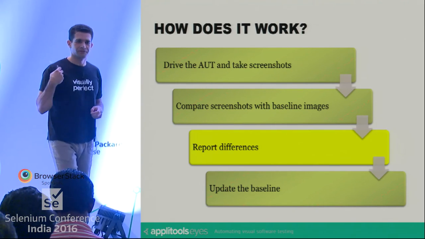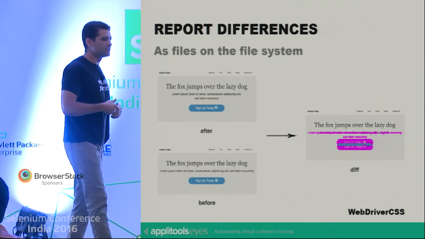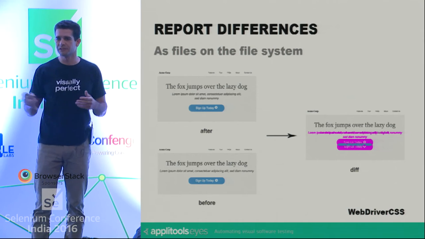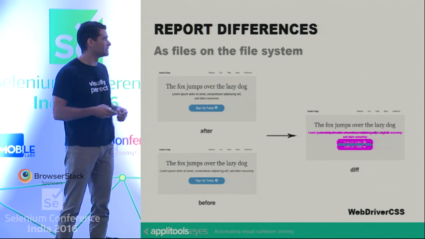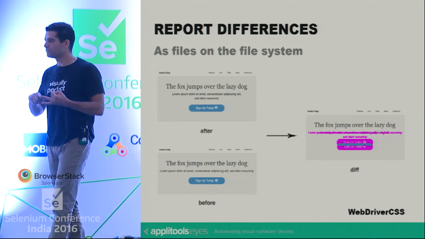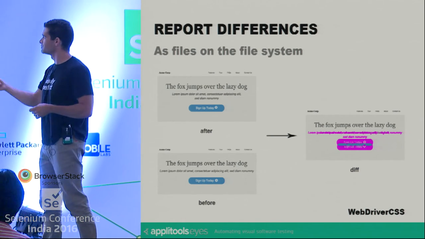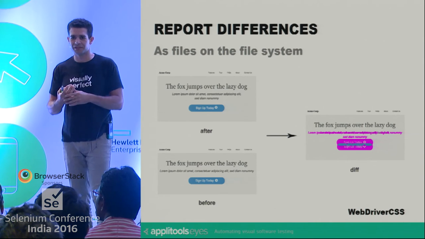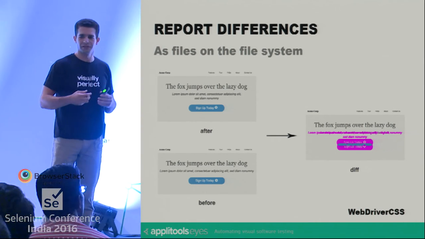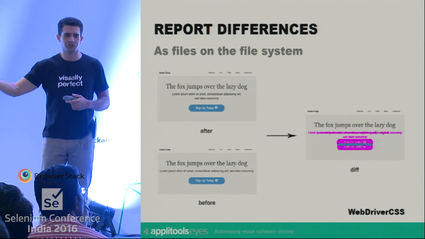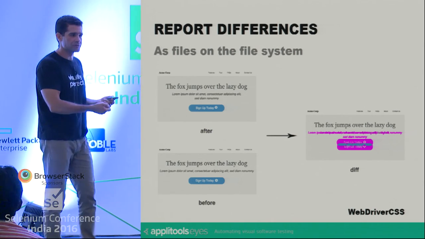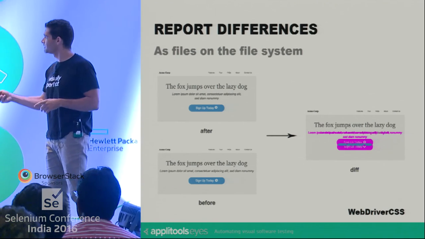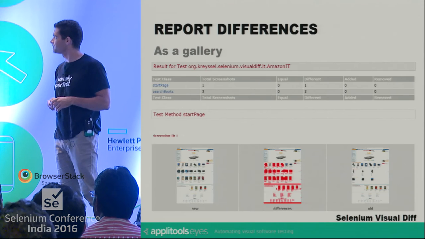Okay, let's move to the third step, reporting differences. Many of the tools simply report the differences as files on the file system, just like we saw with Web Driver CSS. You have the baseline image and the regression or current image and then the diff image. Now this seems like a simplistic way of reporting, but it's actually very effective because files are very easy to handle. You can easily send them for someone to review. You can commit them to your source control and keep a history of those baseline and the changes. So it's quite a good way to report this kind of results.